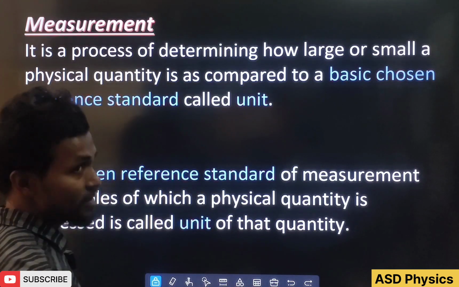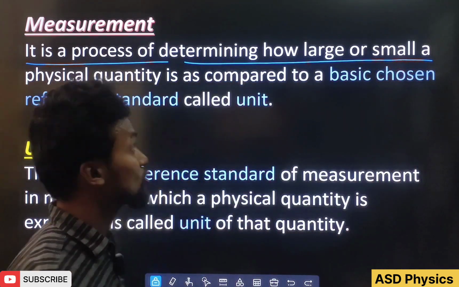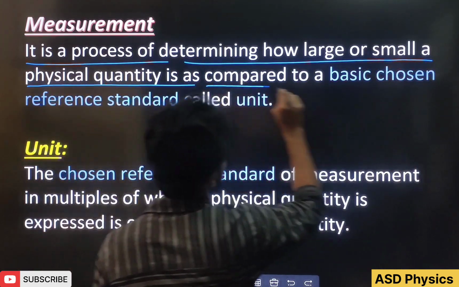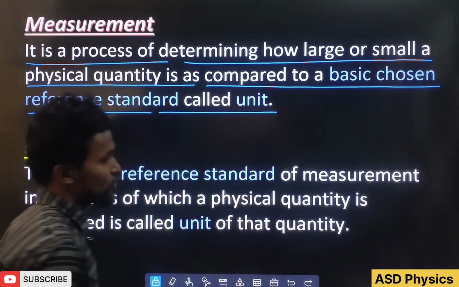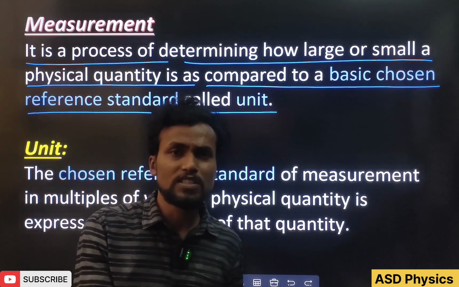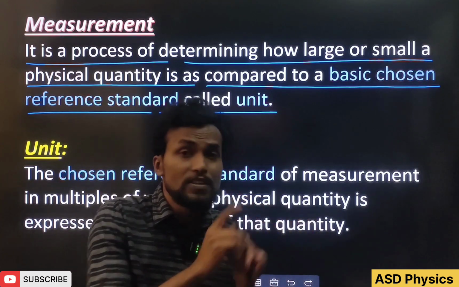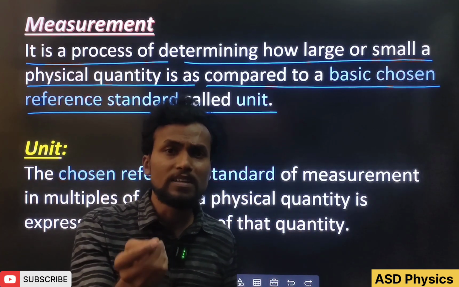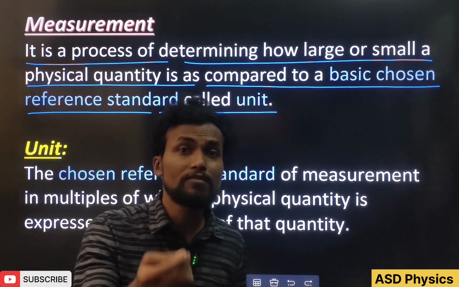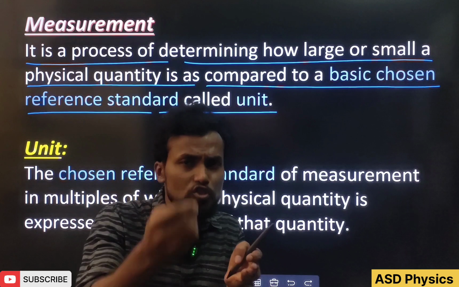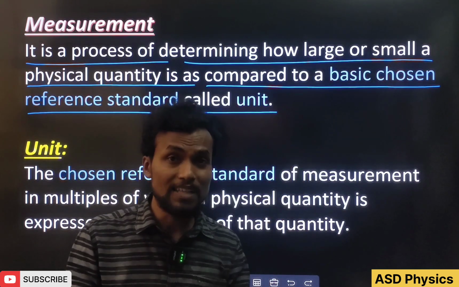So see here, under the measurement, let's see what is this. It is a process of determining how large or small a physical quantity is as compared to a basic chosen reference standard called unit. For example, if I choose the physical quantity length and I am taking the unit meter, and I am having the physical quantity 5 meter, that means this 5 meter is 5 times larger than 1 meter. Similarly, if I am telling for example 0.5 meter, that means it is smaller, so 0.5 times of the 1 meter. So similarly we have written in the same way large or small.